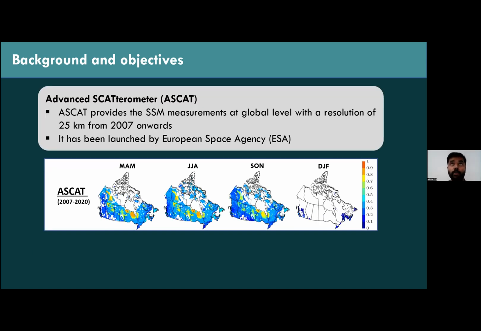The next type of satellite-based soil moisture data used in this study is the advanced scatterometer, or ASCAT. ASCAT provides surface soil moisture measurements at a global level with a resolution of 25 kilometers from 2007 onwards. It has been launched by the European Space Agency, and this plot represents the ASCAT surface soil moisture variation across Canada over 4 different seasons, averaged from 2007 to 2020. Here also we can see that ASCAT soil moisture retrieval is hindered by dense vegetation, water bodies, and snow cover.